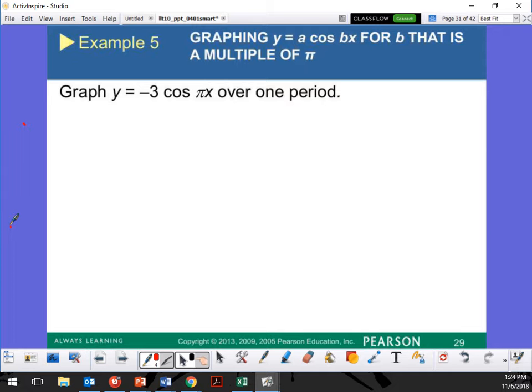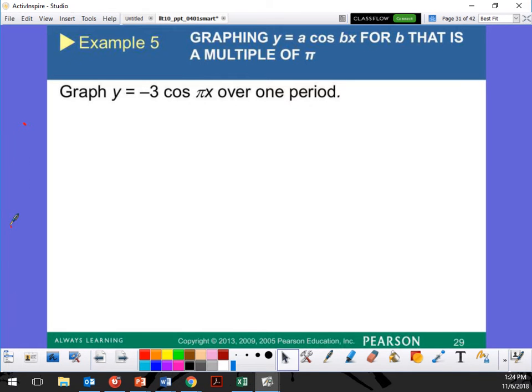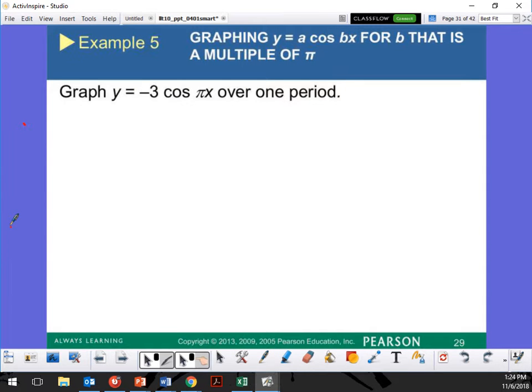Step 1, amplitude. There's no amp, so it's 1. Negative 3. See that negative 3 right there? It's in front of the cosine, right? So my amplitude is negative 3. Remember, test question.